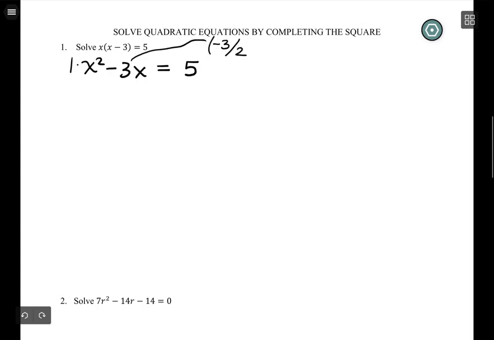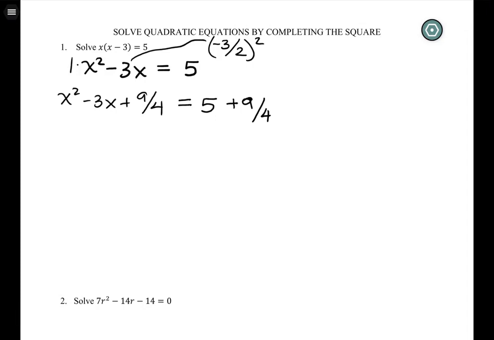You take your b, you cut it in half, you square it, and we're going to say that gives us x squared minus 3x plus 9/4. And now, instead of having to also subtract the 9/4, we just add it to the other side as well. So now we're maintaining balance by keeping the two sides the same instead of just by adding and subtracting to make sure we didn't actually change the value.